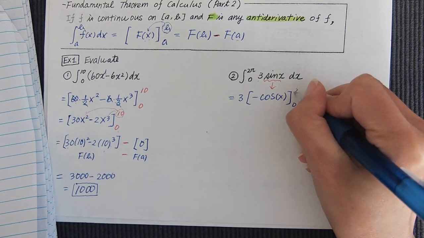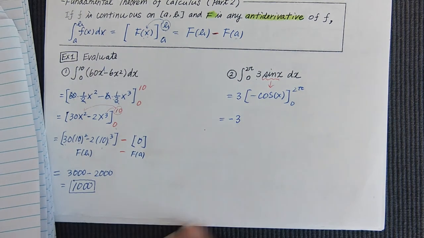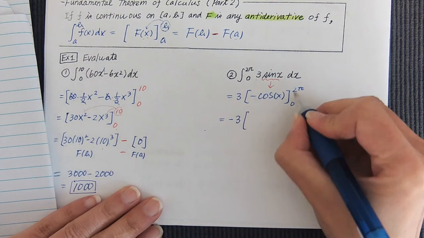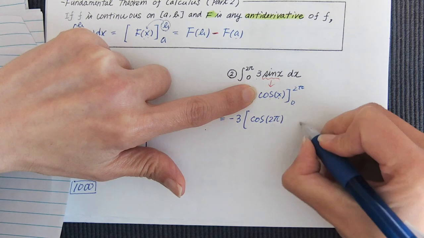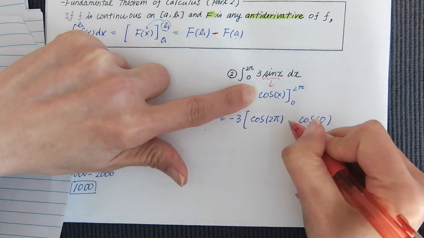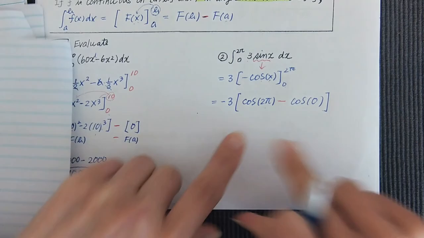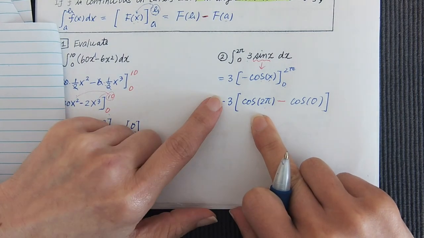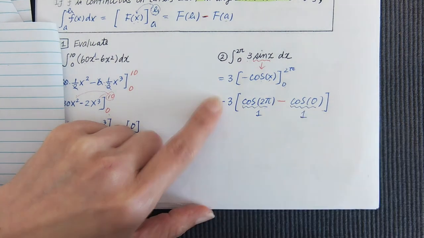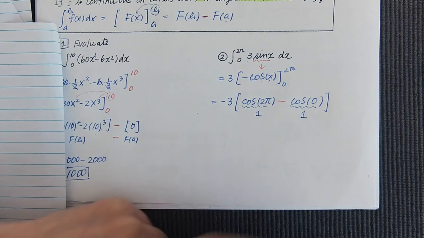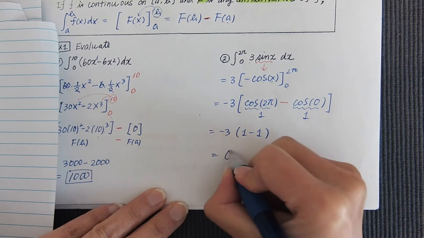Under 0 to 2 pi, again negative cosine, and the negative 3 we just leave alone because it's a constant. So I'm going to plug in 2 pi, then plug in 0, then subtract. What's cosine 2 pi? 1. What's cosine 0? 1. So 1 minus 1 is 0, and 0 times negative 3 is 0. The answer is 0.